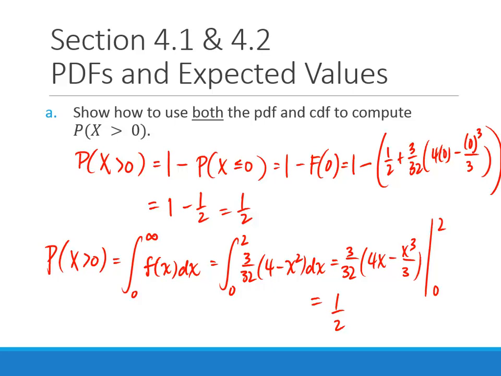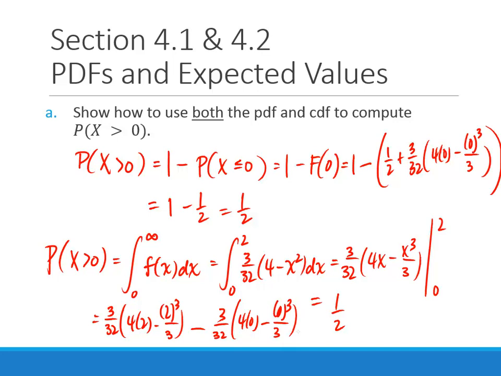Well, maybe I'll just write it out really quickly. So to evaluate that, it's 3/32. First, you plug in the larger endpoint, right? So 4 times 2 minus 2 cubed over 3. And then subtract off plugging in the lower endpoint. And that, if you calculate that out, should give you 1/2.